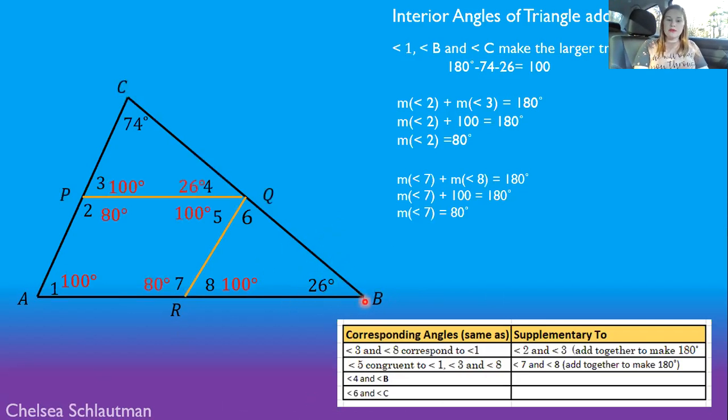And then lastly, we're going to find angle 6. It's also a corresponding angle. It corresponds to angle C, which is labeled 74. As you can tell, they're both parallel lines. If you look here, C goes all the way down, and 6 goes all the way down. They're parallel to one another. So angle 6 is going to be the same as angle C, which is 74 degrees.